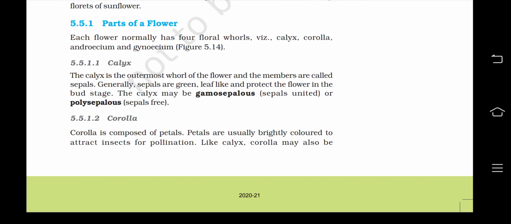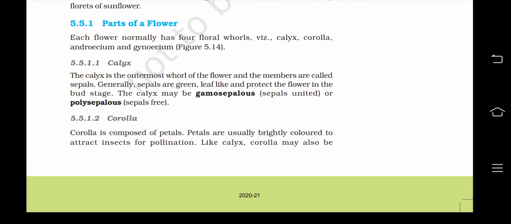This is the third part of Chapter 5, Morphology of Flowering Plants. And we are starting off with the parts of flower. Each flower normally has four floral whorls: calyx, corolla, androecium and gynoecium.